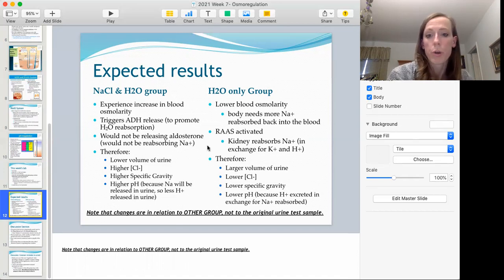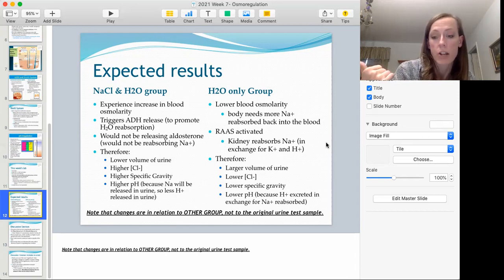Okay. So the group of students that just drinks water, they're going to have a lower blood osmolarity. So they've drank a lot of water. They hopefully have not ingested much salty food recently. And so what the body is going to do is it's going to want to act to even that out. It's going to want to retain sodium. Okay, so it's going to move that sodium back into the blood. And that's going to happen through activation of that RAAS system. Okay, where the kidney is then going to reabsorb sodium. And you have to recall that's going to be in response to a release of hydrogen.